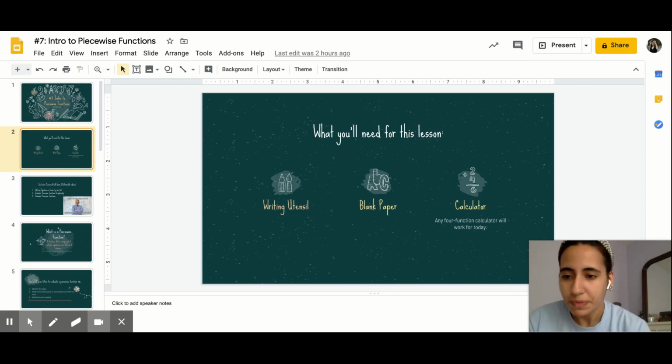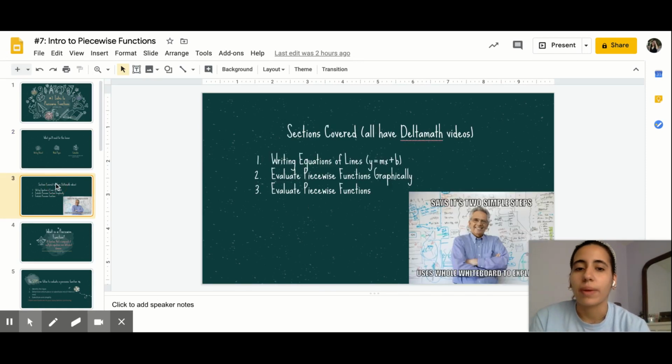Let's get started. As always, I'm going to review what exactly is going to be on Delta Math. There are 3 sections. One is writing equations of lines, which is very straightforward. You see a graph of a line, identify the slope and y-intercept, and then put that into a linear equation: y equals mx plus b.